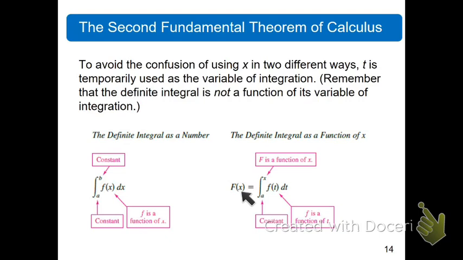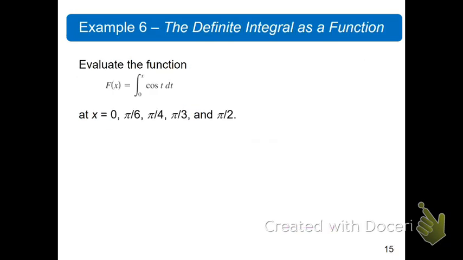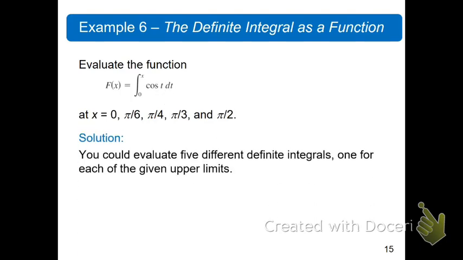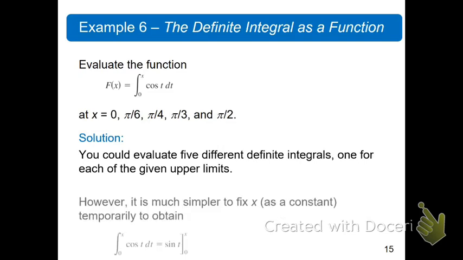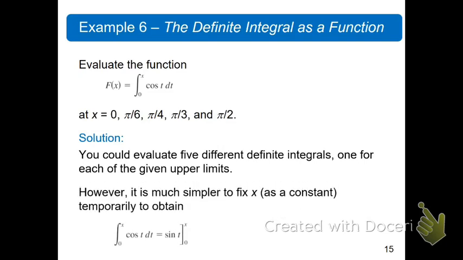If we go and we say from a constant to a variable, okay, so that's the key here. Constant to a variable. So if I ask you to evaluate this from 0, when x is 0, when x is pi over 6. So what we would do is simply take the antiderivative of cosine of t, and the antiderivative of cosine of t is sine of t, from 0 to x. And then I can plug in any of these values and evaluate.